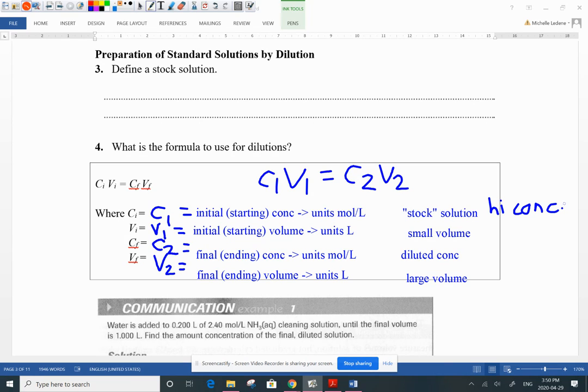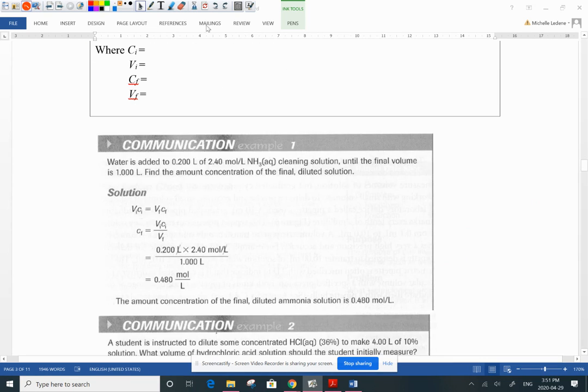So CF, the final, the second, the ending concentration, will be diluted. It's going to have a smaller number. It'll be a lower concentration because we're adding water to it, right? We're diluting it. And then the final volume, well, that's going to go up. So as I mentioned, the initial concentration is very high, and we only need a small amount of volume. And now my final concentration is going to be very low. I've diluted it, and my volume is going to be much larger. And so these two numbers multiplied together will equal these two numbers, right? They're constant.